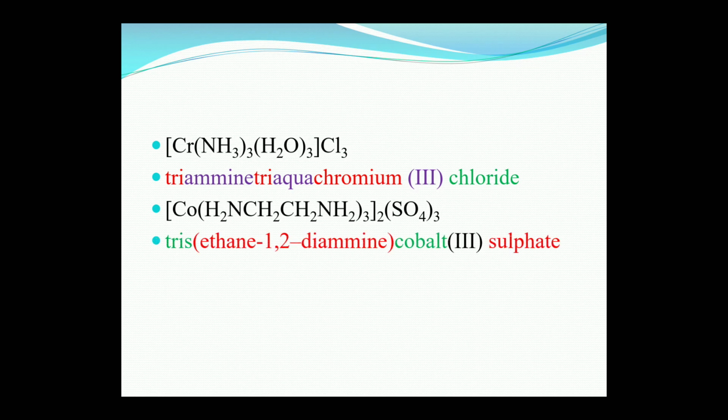Similarly, the next one is tris(ethane-1,2-diamine), because there are three ethane-1,2-diamine groups, so we use tris. Then cobalt, the central metal atom oxidation number would be 3. And then sulfate, because outside the complex we have sulfate, so we write down sulfate.